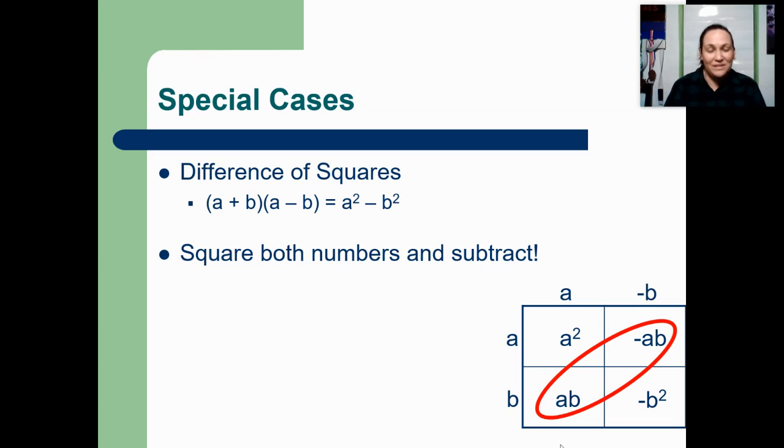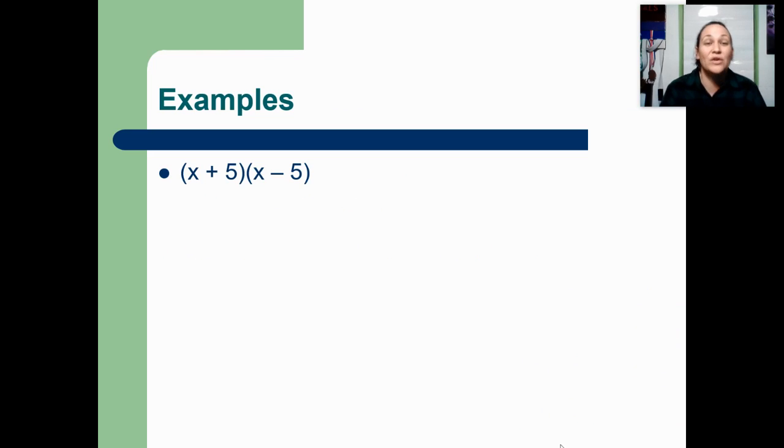Let's do a couple examples. Okay, so here's my first example. The first thing you need to do is check and make sure it is a special case. So they do both start with X. They both end with 5. The first one has a plus. The second one has a minus. I think I'm good to go.